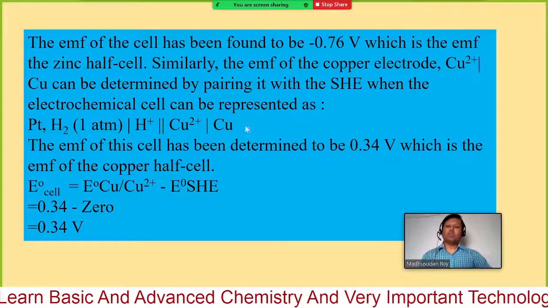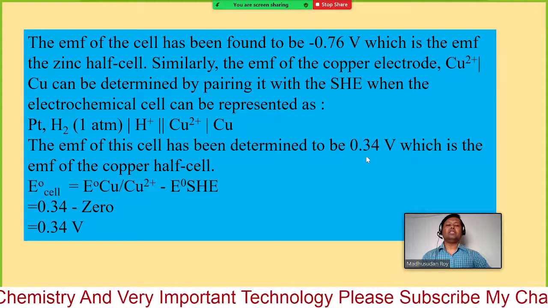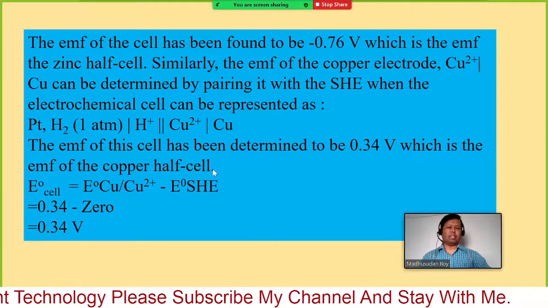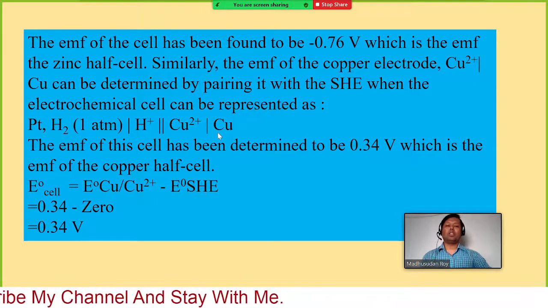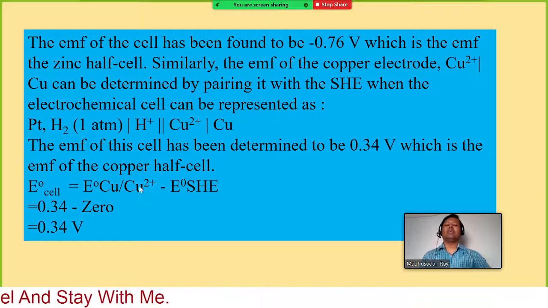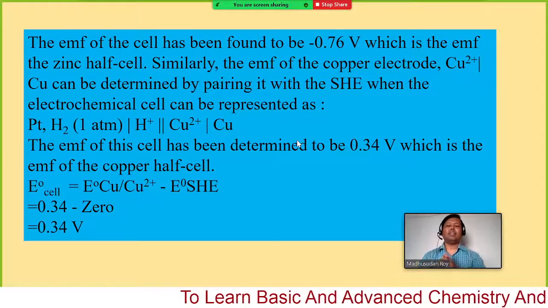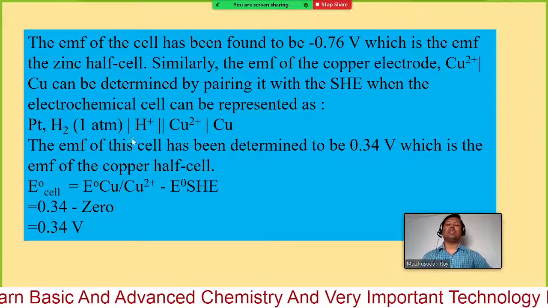So we have found the EMF of this cell is 0.34 volt, which is the EMF of the copper half cell. So the copper half cell has the EMF, or electromotive force, or electrode potential, of 0.34 volt. In this way we can determine the half cell potential of any unknown half cell by pairing it with a standard electrode. Maybe we can have other standard electrodes.